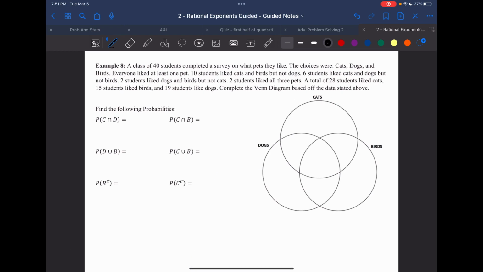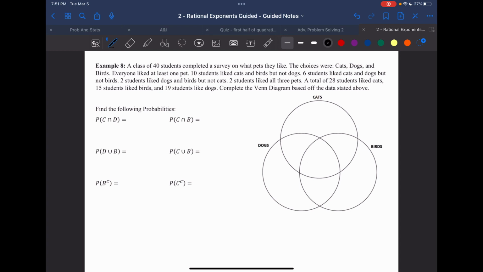All right, last section. A class of 40 students completed a survey on what pets they like. Their choices were cats, dogs, and birds. Everyone liked at least one pet. 10 students liked cats and birds, but not dogs. 6 students liked cats and dogs, but not birds. 2 students liked dogs and birds, but not cats. 2 students liked all 3 pets. A total of 28 students liked cats, 15 students liked birds, and 19 students liked dogs.